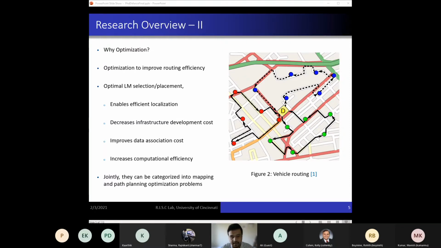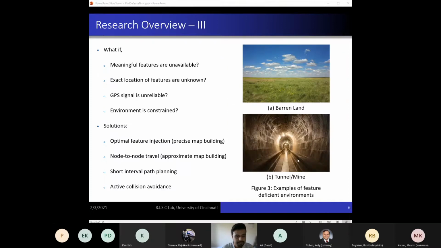So optimization is necessary. Optimizing the sequence of waypoints, that is, the routes to travel through, improves the routing efficiency. Optimal selection or placement of features, also referred to here as landmarks, to perform successful localization with minimum features decreases the infrastructure development cost. It also reduces the data association cost. It increases the computational efficiency by reducing the storage and computation requirements. Jointly, these can be categorized into mapping and path planning optimization problems.